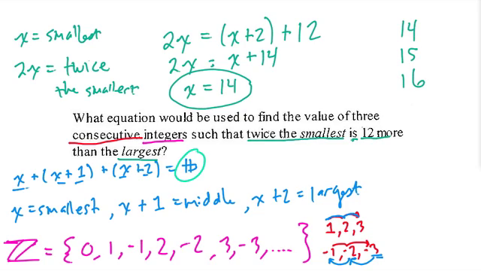And if you're feeling like this doesn't work and you're not sure about it, test it out. Take twice the smallest. So that's 2 times 14, twice the smallest. That's 28. Is it 12 more than the largest? Well, 12 more than 16 is also 28. So they are equal there, which is what it says. These numbers seem to work.